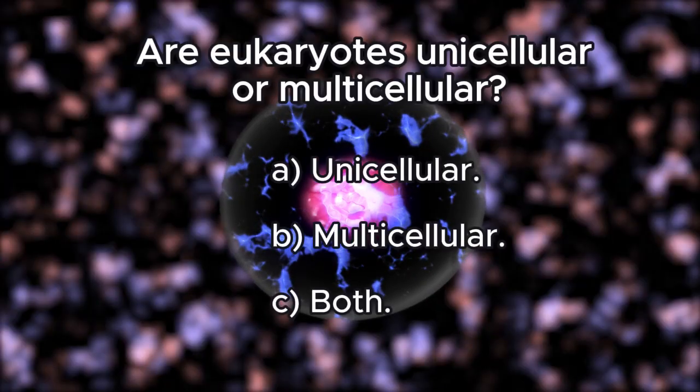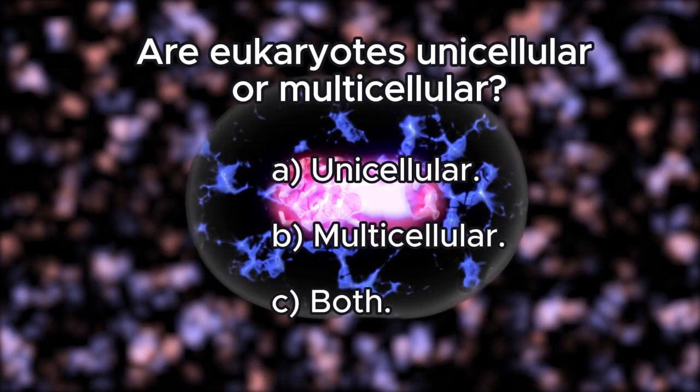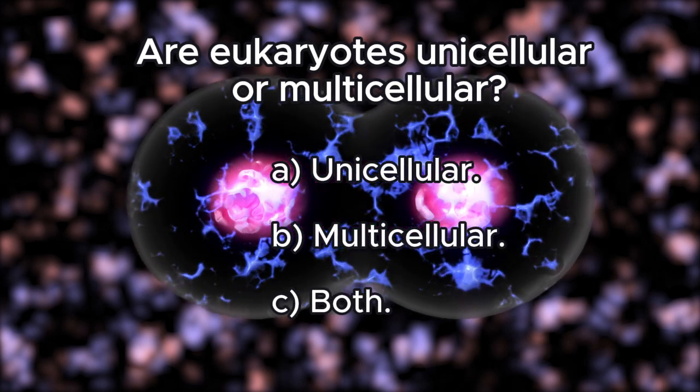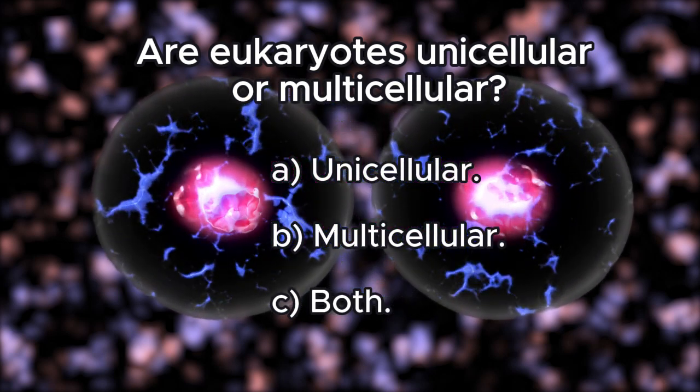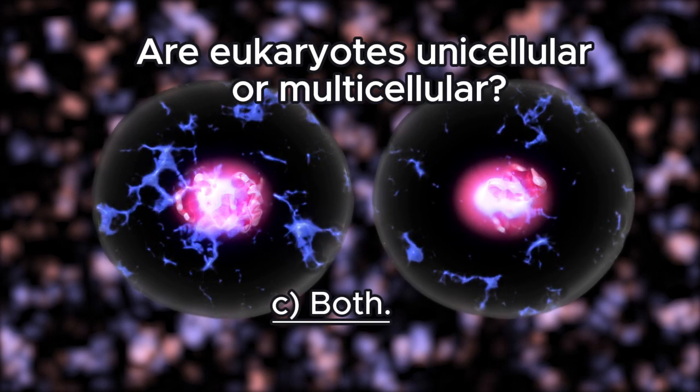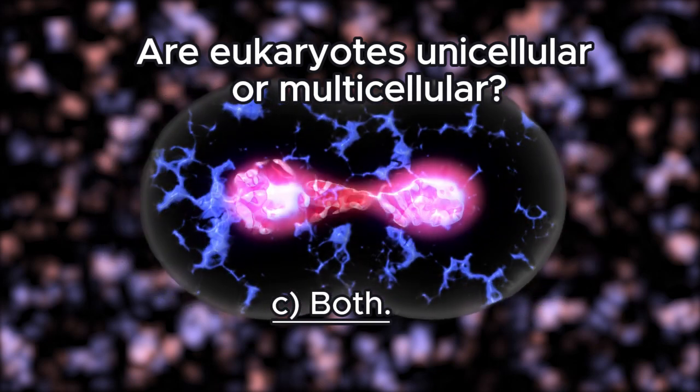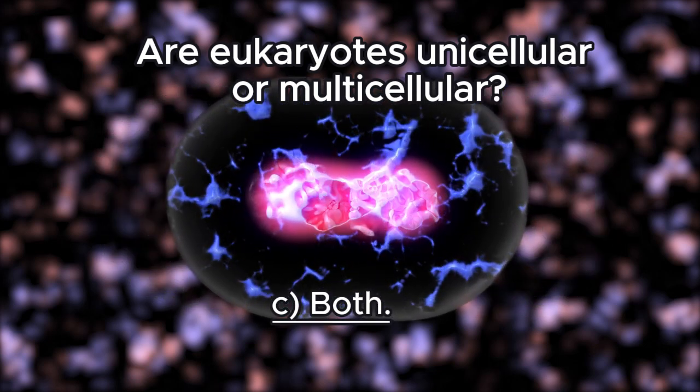Are eukaryotes unicellular or multicellular? The correct answer is C. Eukaryotes can be unicellular, for example yeast, or multicellular, for example humans.